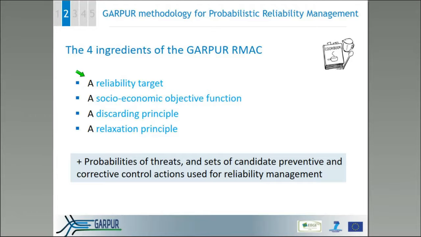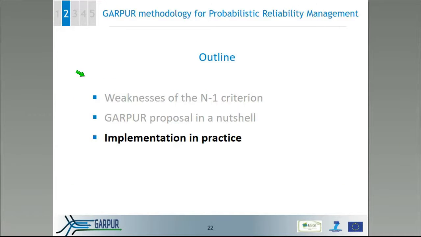Of course, these 4 components can be applied once we have models, which means a probabilistic model of the different threats like contingencies, variations in power injections, and so on. We have defined a set of candidate preventive and corrective control actions used for reliability management, and of course we need a physical model of our system like always.